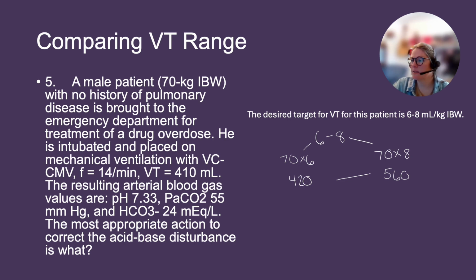So here are my ranges that I could properly ventilate this patient for tidal volume. And it looks like we are not even in an appropriate tidal volume range for this patient. It's low. So I would bump up the tidal volume. And for this question, I would look at my answers and see if there's any tidal volumes that I can choose within that range as an answer. And then I would choose that.